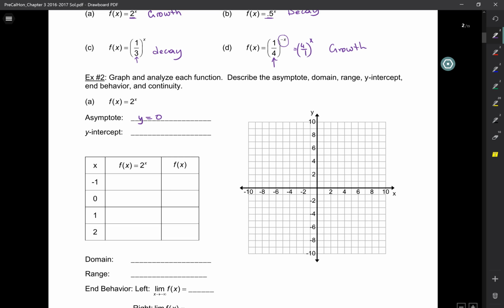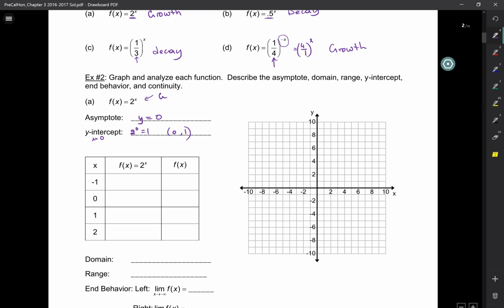All right, so y equals 0, that's the x-axis. Well, what about the y-intercept? This is when x equals 0. So 2 to the 0 is equal to 1, meaning the y-intercept is (0, 1). Now, in order to graph, I first identify whether this is growth or decay, and this is growth.